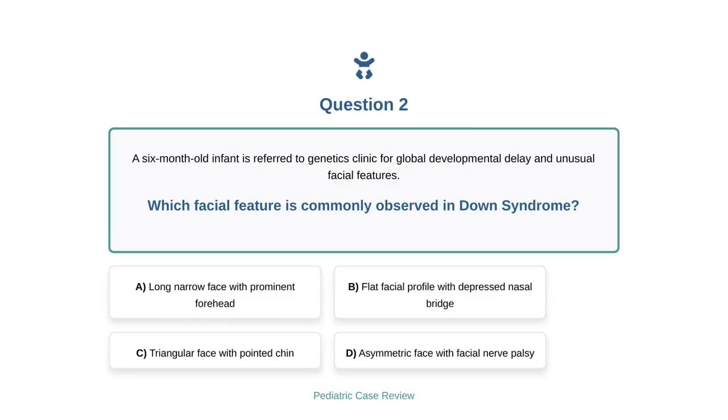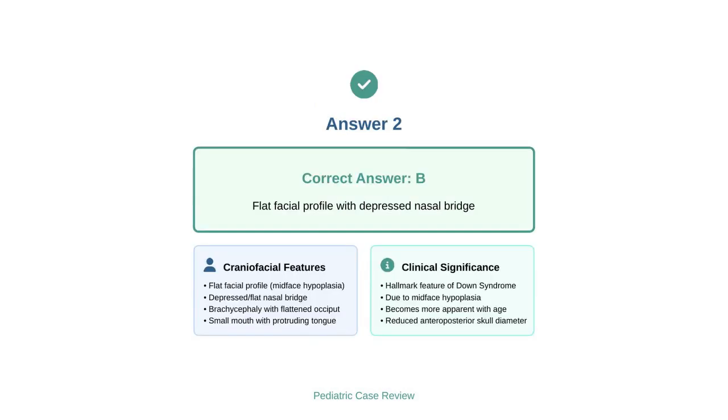A 6-month-old infant is referred to genetics clinic for global developmental delay and unusual facial features. Which facial feature is commonly observed in Down syndrome? Option A, long narrow face with prominent forehead. Option B, flat facial profile with depressed nasal bridge. Option C, triangular face with pointed chin. Option D, asymmetric face with facial nerve palsy. The correct answer is B.